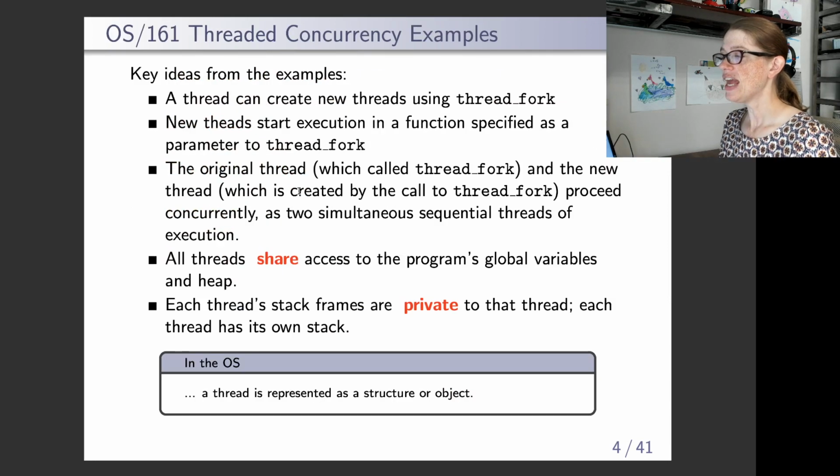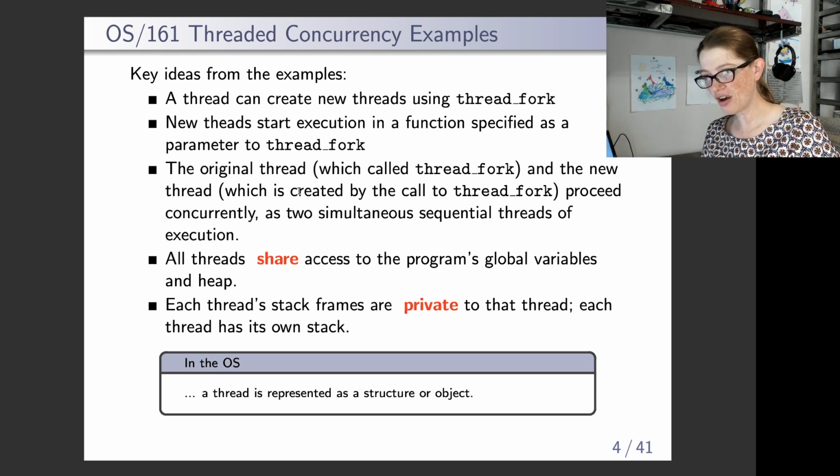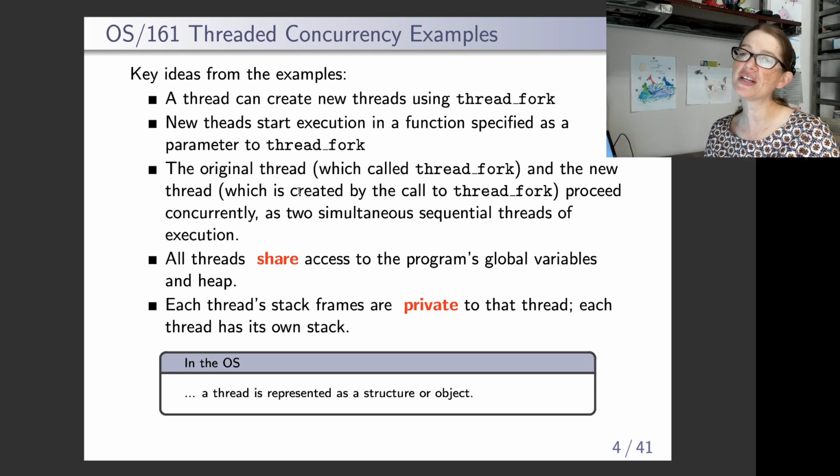All right. So what I really want to emphasize here is that all threads have shared access to the code segment and all threads have shared access to the heap and global variables. What they don't share is their stacks. So stack frames and local variables are completely private to the thread.